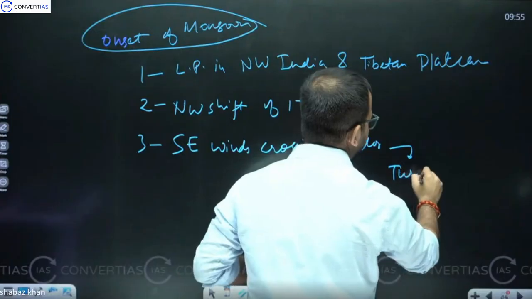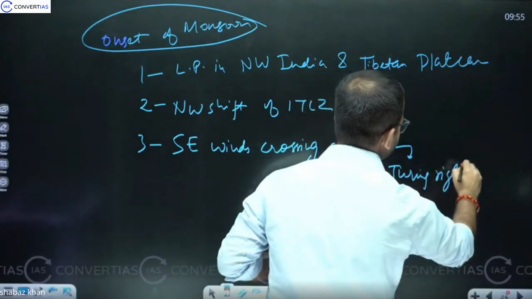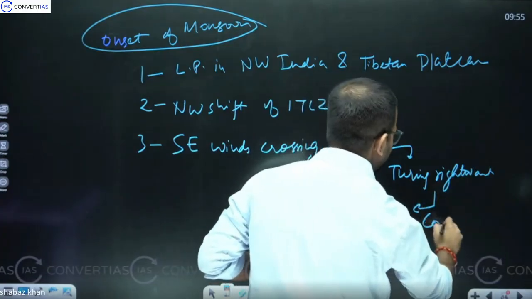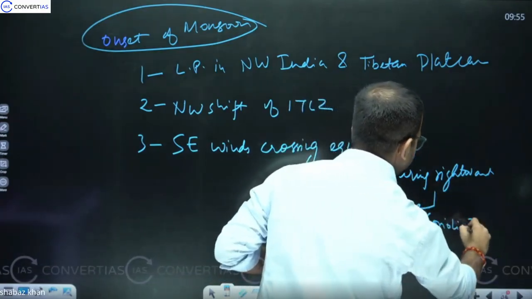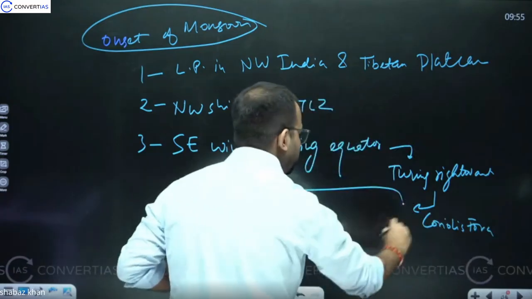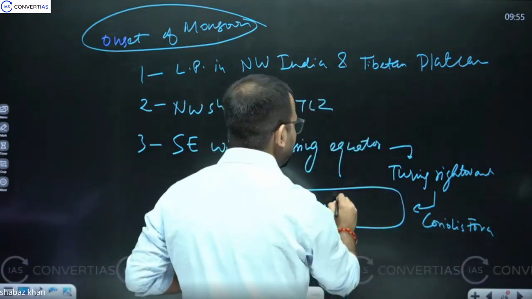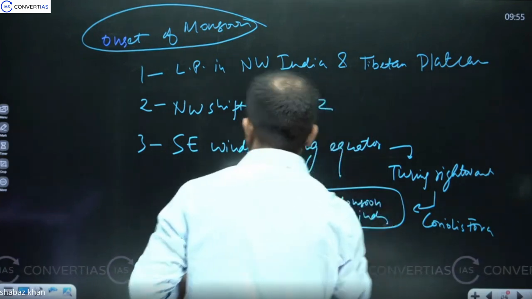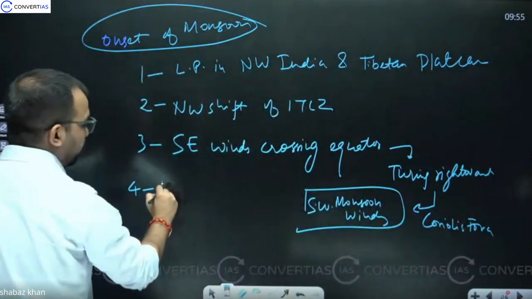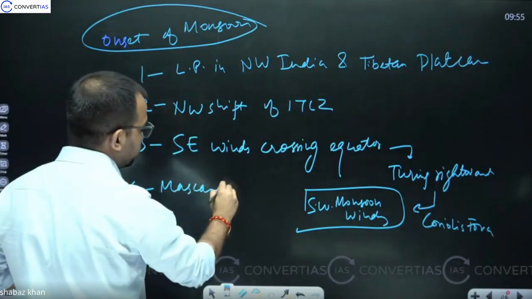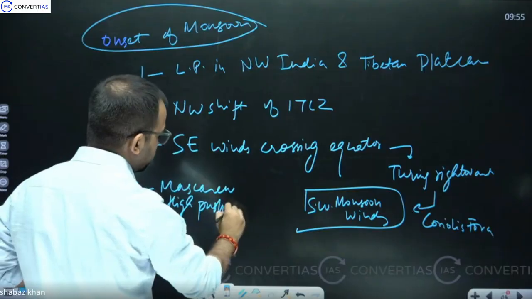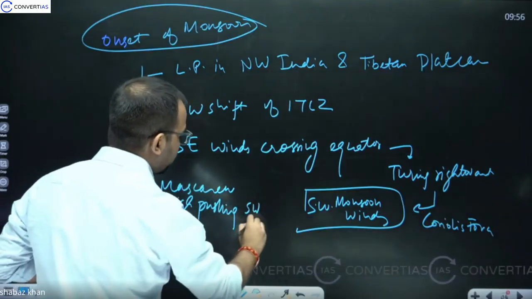Turning rightwards due to Coriolis force and now taking the shape of southwestern monsoon winds, now becoming southwestern monsoon winds. Then the Mascarene high pushing southwestern monsoon winds.